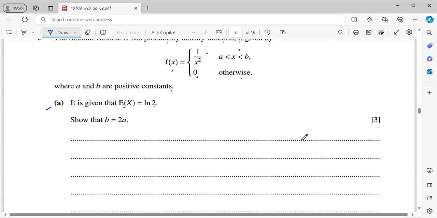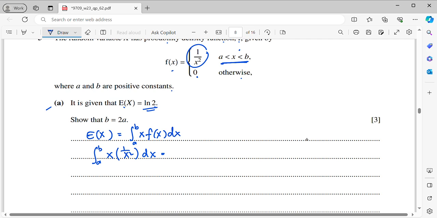Now for the expected x, the definition is integrate x f(x) dx, defined from a to b. So from here I will just replace, so I will get integrate a to b x. My f(x) is this, so 1 over x squared dx, and the answer is given ln 2. Before I integrate, I simplify the left hand side first. This is going to be integrate from a to b. X times 1 over x squared is 1 over x, which is ln 2.